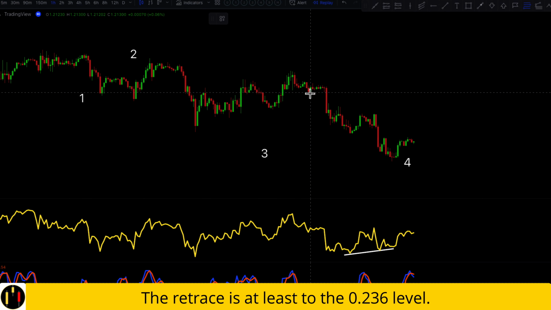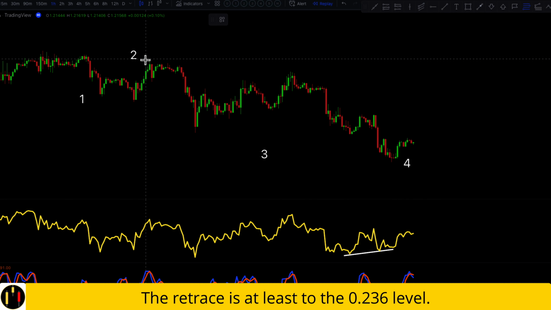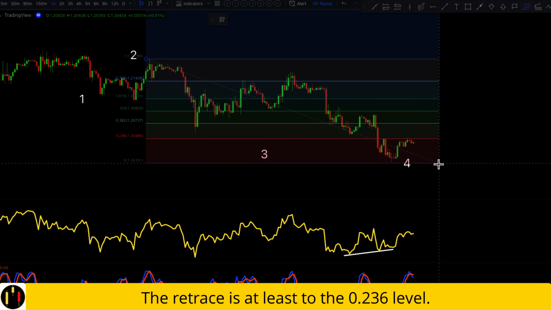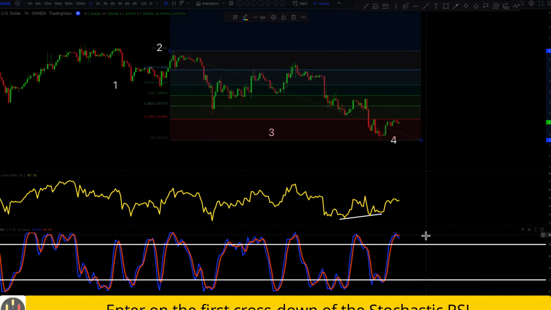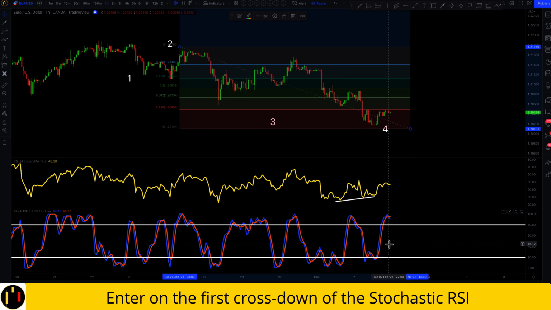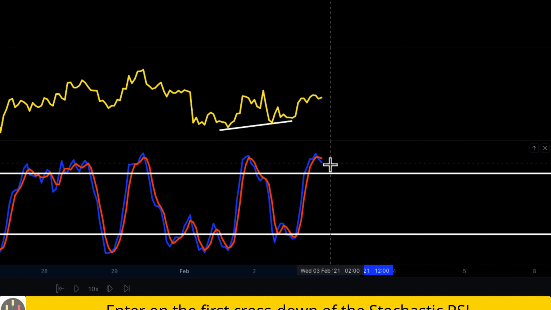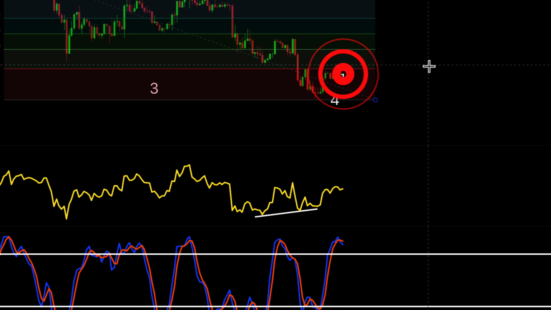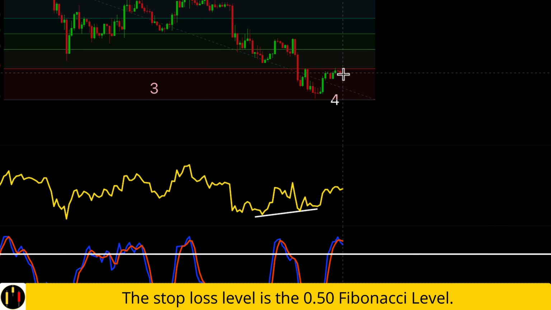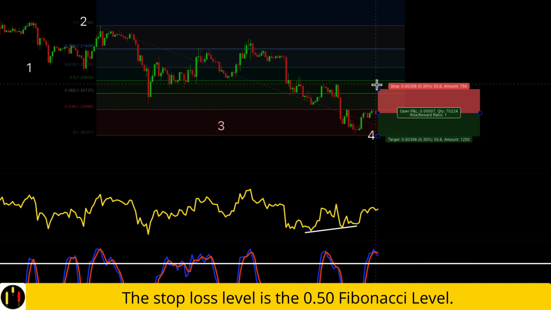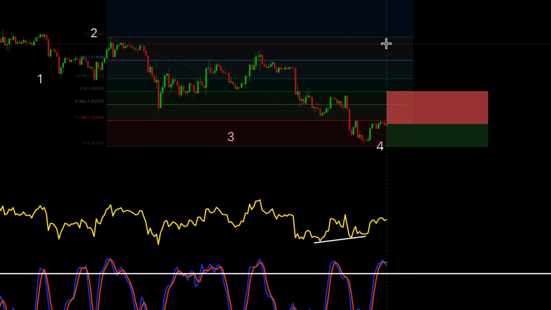We then draw a Fibonacci retracement from the top of wave 2 to the bottom of wave 3 and make sure price pulls back into at least the 0.236 level, which it does. Then we are looking for a cross down of the stochastic RSI, which we get, which makes this our trigger candle. We open a short position on this candle and place our stop at the 0.5 Fibonacci retracement level.